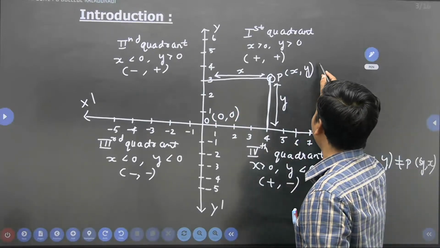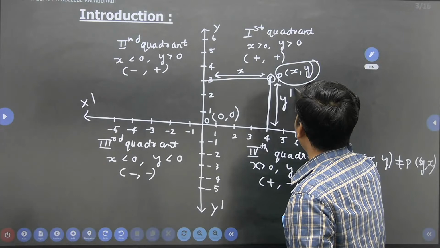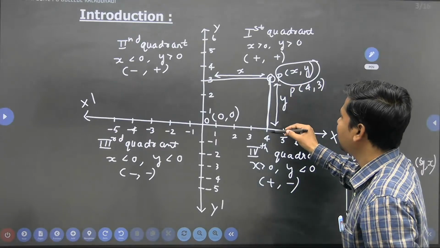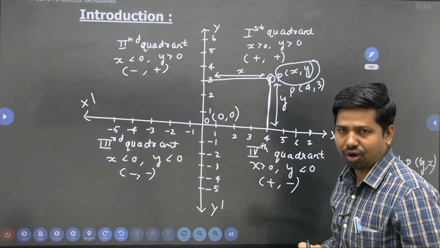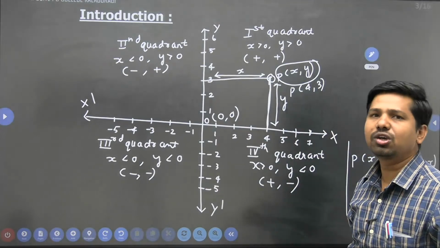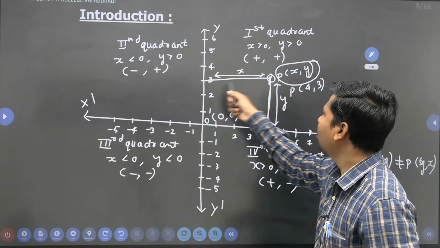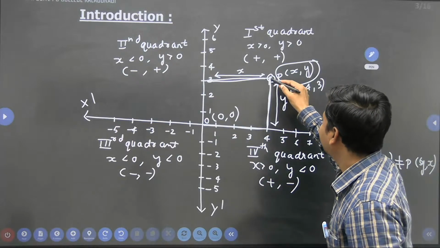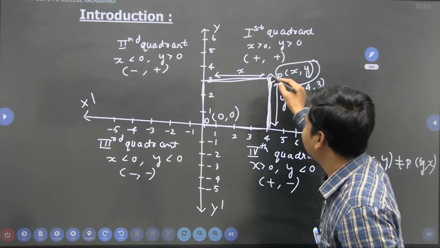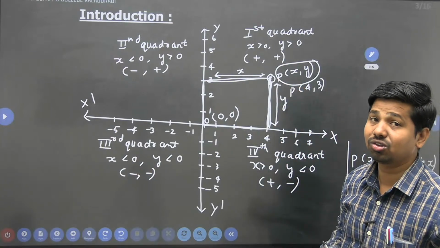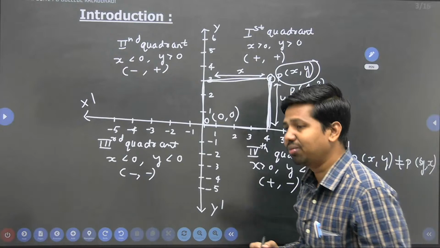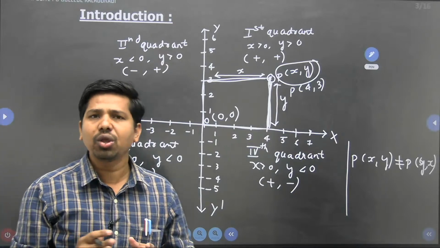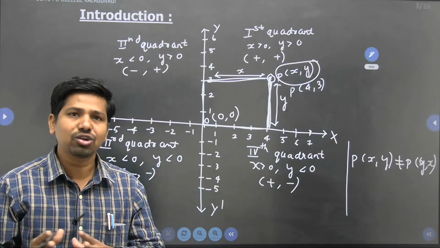So in general, let us take this point as P of 4 comma 3. This much distance is your 3 units, and this much distance is your 4 units. So the point P of 4 comma 3 is at a distance of 3 units from the x-axis and 4 units from the y-axis. So that's the first point you should remember. The point P of x comma y is at a distance of y units from the x-axis, and at a distance of x units from the y-axis.